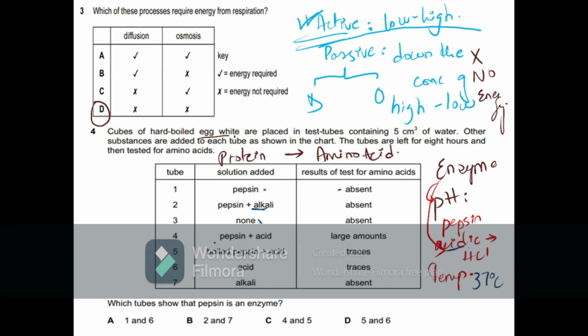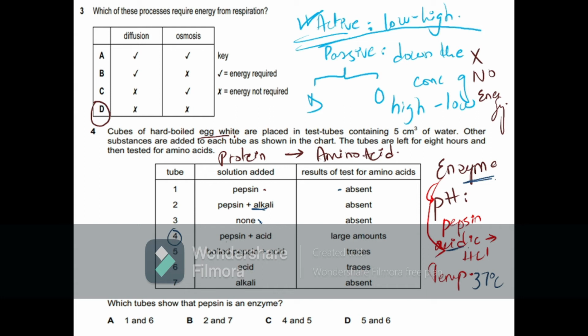Why? Because in this tube protein is digested into amino acid, and this tube reflects that pH affects the enzyme, and basically acidic pH affects the pepsin, and pepsin starts to work. So that's why pepsin is the enzyme, because it is pH sensitive. Pepsin only works in acidic pH. So test tube number 4 shows that pepsin is an enzyme, because pepsin works in acidic pH and releases a large amount of amino acid by digestion of proteins.